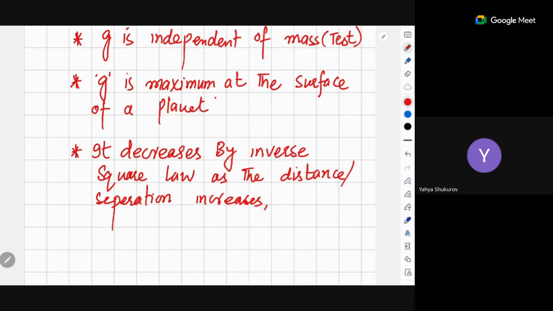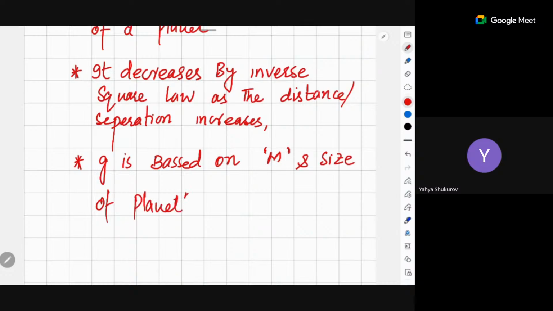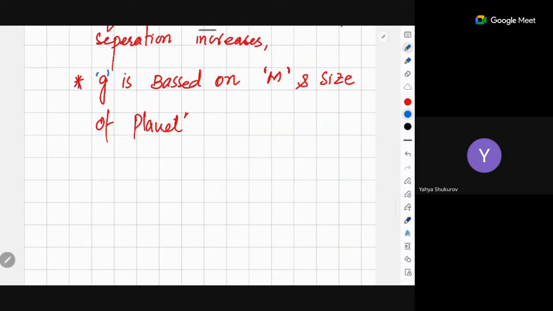Okay, then there is one more important property: G is based on capital M, the mass of the planet. So that is why it depends on the mass and size of the planet. Are you getting my point? That is why different planets, having different masses, have different values of G. You got it? Is it clear?